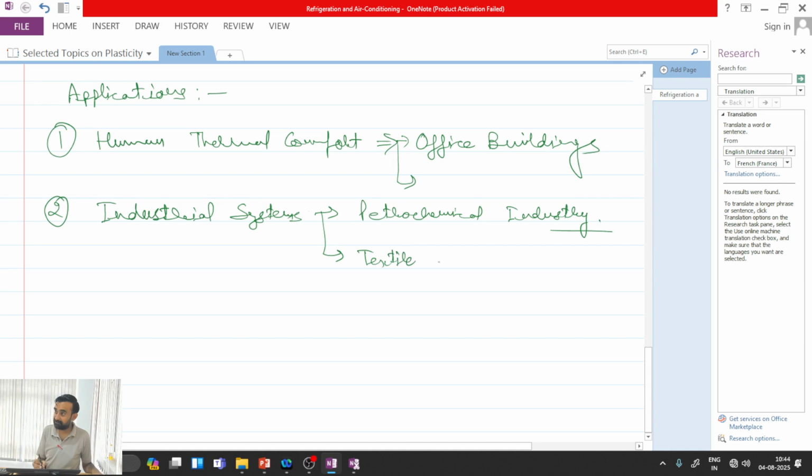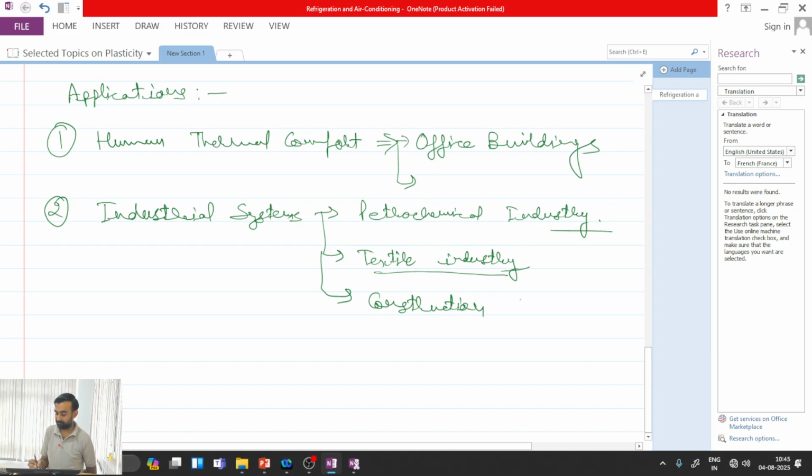Textile industry. So in the textile industry, the yarn, the individual thread, whatever is fabricated, is extremely sensitive to air speed, air, what else? Humidity. It is extremely sensitive to humidity. So that's why in the textile industry one has to significantly focus on the quality of air which we are using. Any other application?